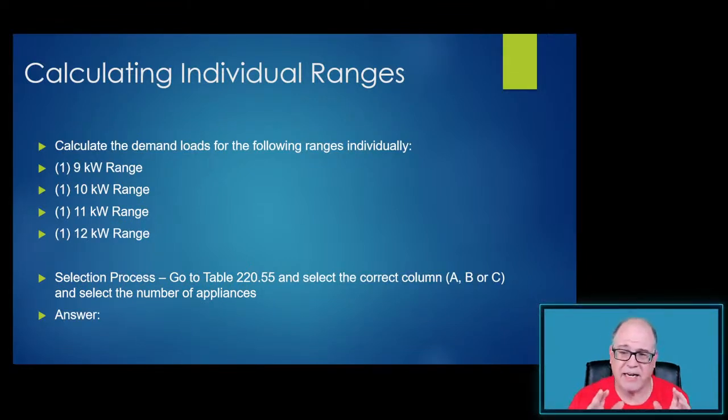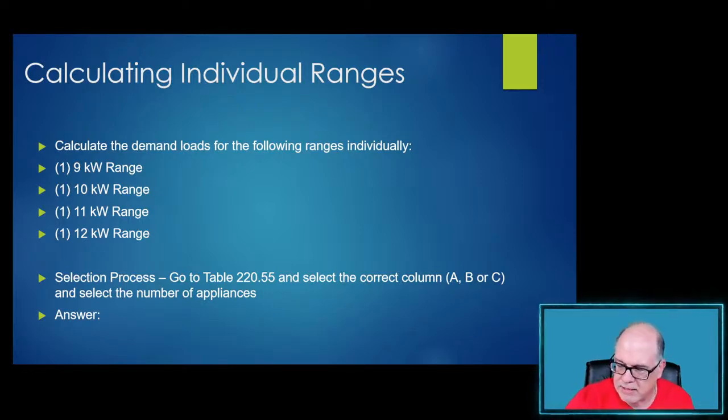What if it's a 10 kW range? What's the demand load? What is the demand load for an 11 kW range? What is the demand load for a 12 kW range? So it's pretty simple. We're going to go to 220.55, the table, and select the correct column A, B, or C, and select the number of appliances. Now, even though you see 4 here, we're just saying there's just one. We're not doing a multifamily dwelling here. We're just going to look at each one of these individually.